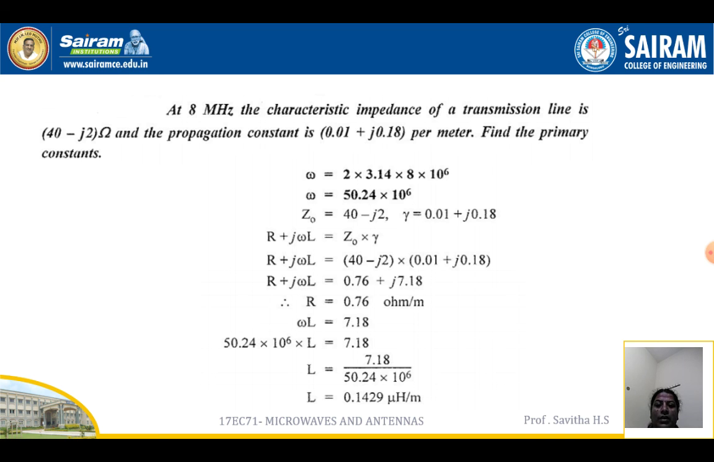R + jωL is equal to Z0 into gamma. So if I substitute, I'll get R + jωL equal to 0.76 + j7.18. So the R value is 0.76 ohms per meter and ωL is 7.18. If I substitute the omega value here, L will be 0.1429 microhenries per meter.